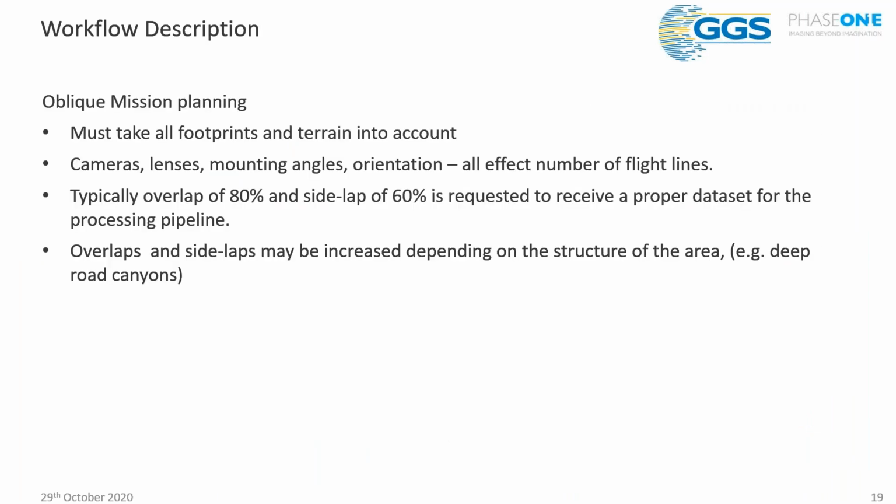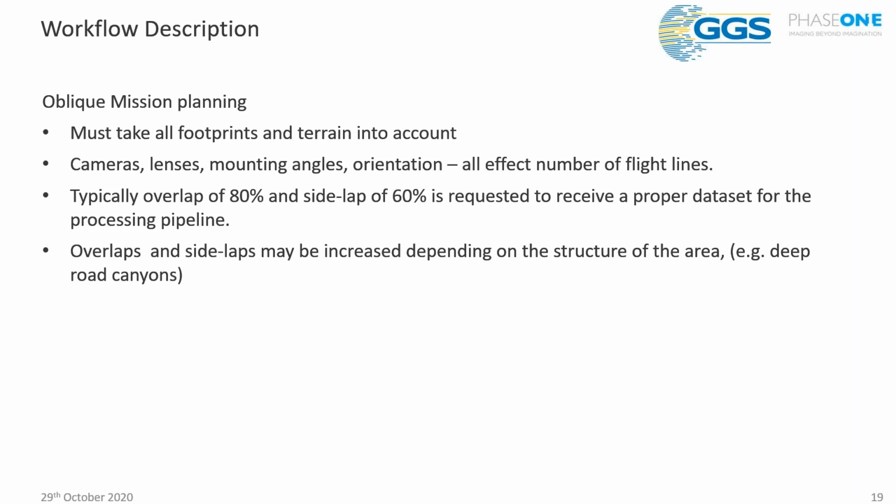Oblique mission planning has some differences to traditional planning. You have to take all footprints and of course the terrain into account, especially the terrain, as the oblique cameras have a massive influence on the footprints and the coverage. Cameras, lenses, mounting angles and orientation, all of them together affect the number of flight lines. And typically the overlap is 80% forward and side lap of 60% to get a proper data set for the processing pipeline. Overlaps and side laps may have to be increased depending on the structure of the areas.